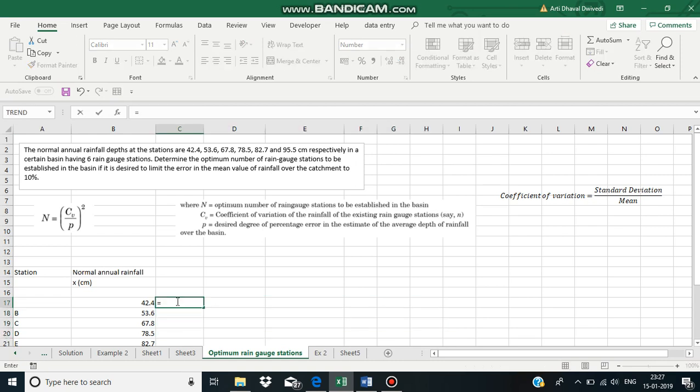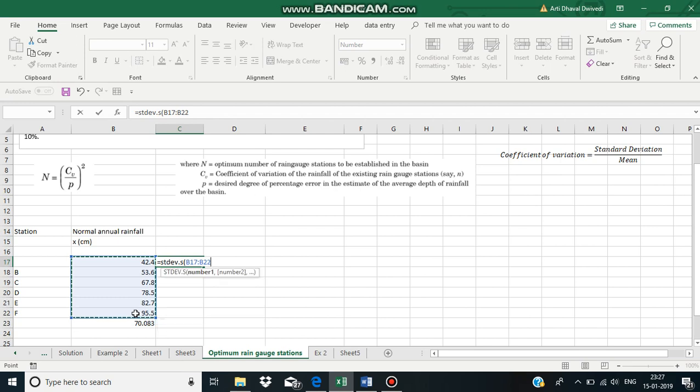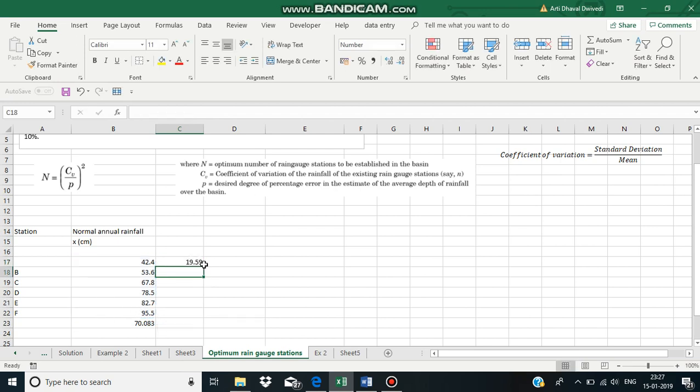let us find out the standard deviation. So, this is the standard deviation, 19.59. This is the average value, 70.083. So, the coefficient of variation in percentage, we'll find out first. 19.59 divided by mean is 0.28. So, it is 27.96 or 28%.